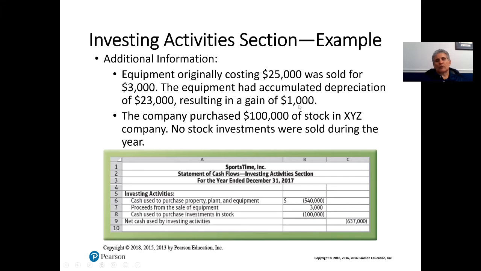We used that, or took it into consideration, when we were looking at the statement of cash flows for operating activities. But what we didn't know was how it came about. And so it looks like the book value of 25 less the 23 was 2,000. We sold it for 3, so that we ended up with a gain of 1,000. Now, what's relevant here is the 25,000. The 25,000 is what's really relevant for us.